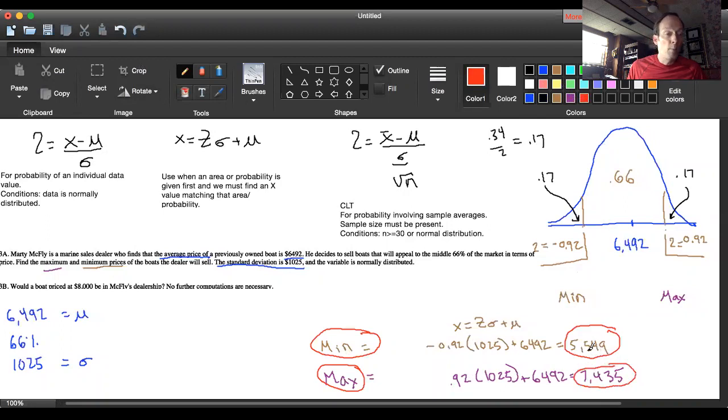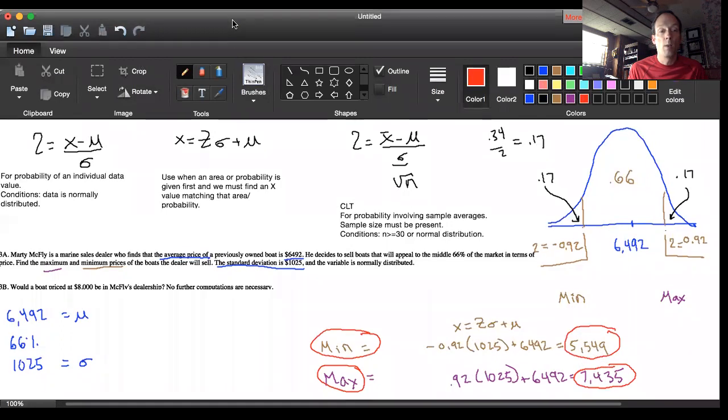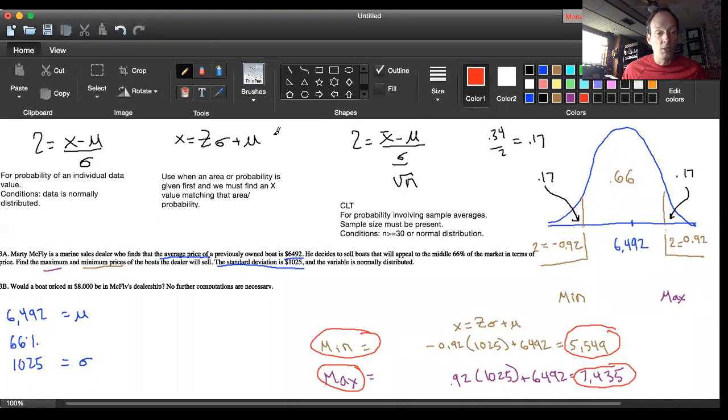Okay, now in part B, they asked me a different question. Part B said, would a boat priced at $8,000 be in McFly's dealership? No computations are necessary, so this is a critical thinking question. Well, $8,000 is way above the maximum. The maximum was $7,435. So our answer to that is going to be no, because the price would be too high.